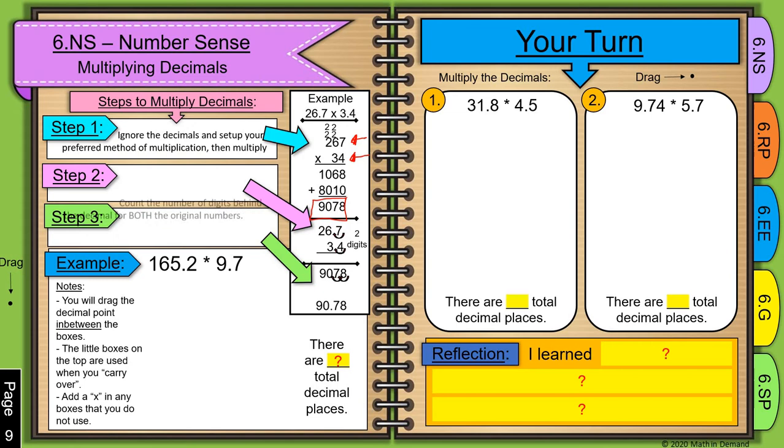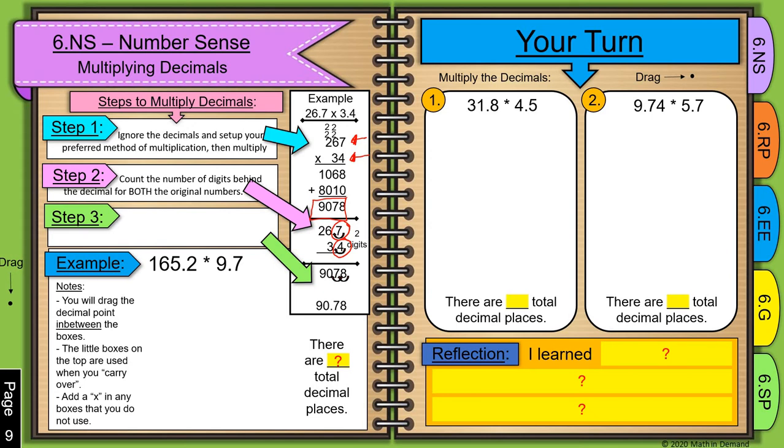So the next thing we're going to do is count the number of digits behind the decimal for both of the original numbers. So again, 26.7, you have the 7 that's behind the decimal, and then 3.4, you have the 4 that's behind the decimal. That gives you a total of 2 digits behind the decimal.